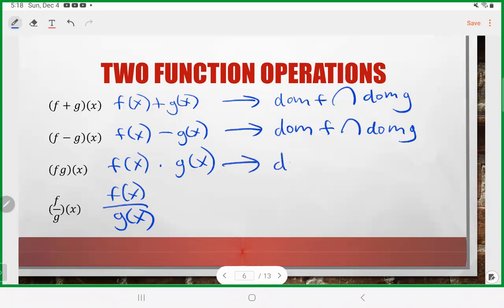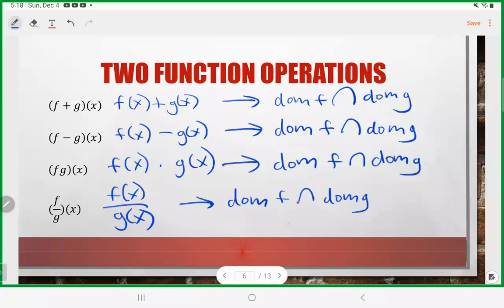Again, with multiplication, there are no specific restrictions. So it's just domain of f intersect domain of g. Now you have to pay attention to f over g of x, right? It's the same at first, but also g of x cannot be equal to 0, and that's a key point, all right? So if you did not write that down, write that down. It's a key point. g of x cannot be equal to 0, otherwise it's dividing by 0, and that's undefined, right? So in addition to intersecting the domains, g of x also has to not equal 0.